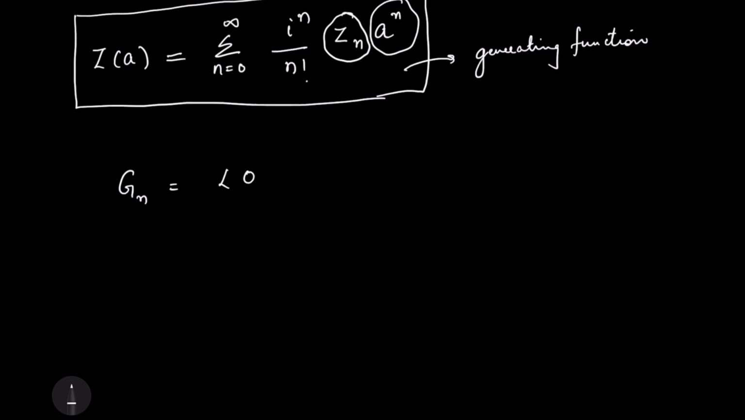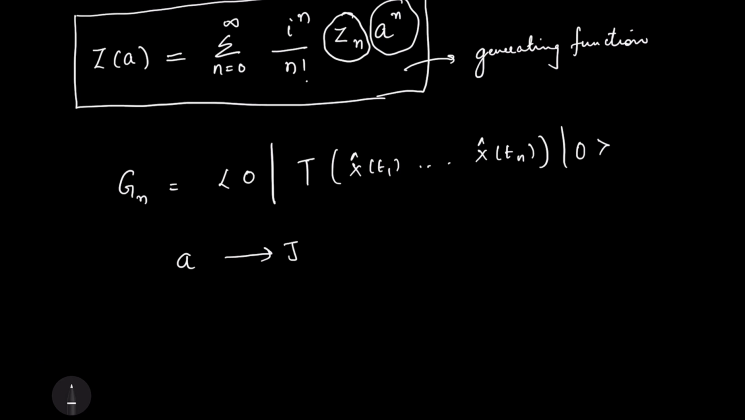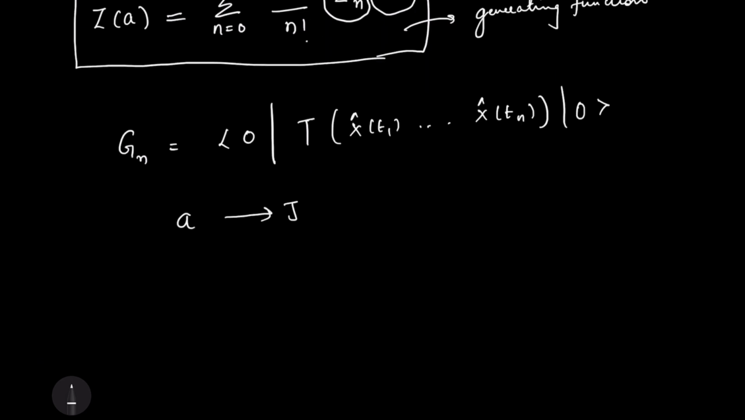In vacuum, the time ordering of x of t1 up to tn. But here we have a functional integral, so the generating function becomes a generating functional. That is the difference here. When you come to the n-point function, the generating function becomes a generating functional, and the analog of a here will be J, where J is a function.